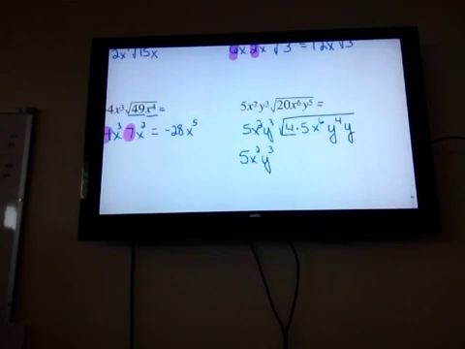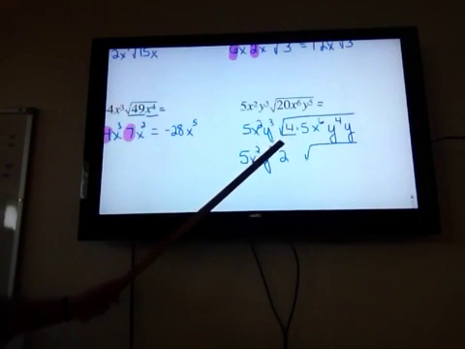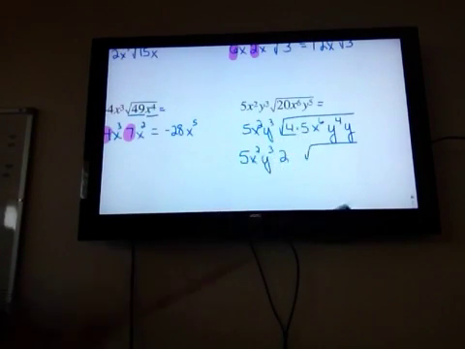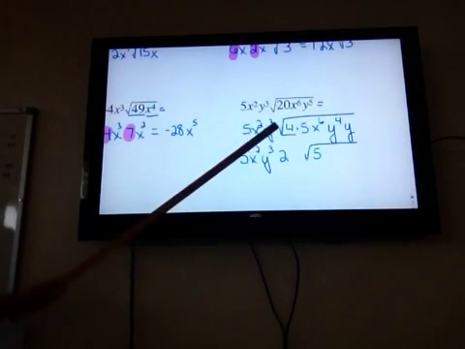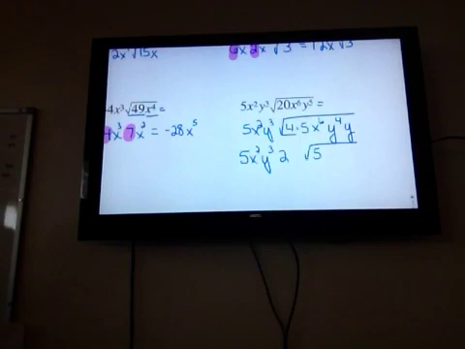So the square root of 4 is 2. I'm just working left to right here now. Each little thing by itself. Square root of 4 is 2. 5 is going to stay. Square root of x to the 6th. 6 divided by 2 is 3. Square root of y to the 4th. 4 divided by 2 is 2. And then my y stays.